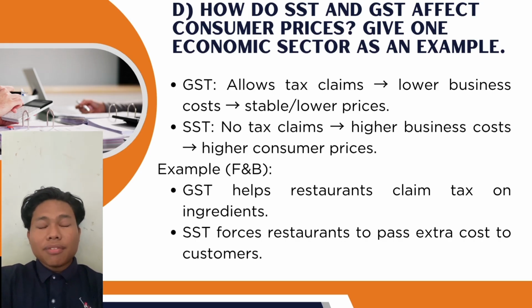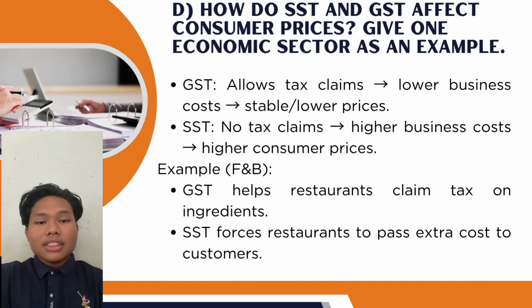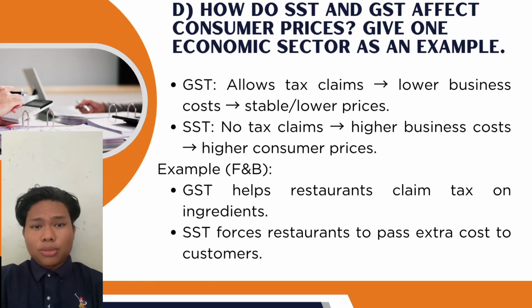For example, in the food and beverage sector, under SST, a restaurant needs to pay service tax on customer bills and must incur sales tax on ingredient purchases from suppliers. These two taxes lead to higher food menu pricing. On the other hand, under GST, the restaurant could claim back the GST paid on the ingredients from suppliers, thereby reducing operational costs and stabilizing prices. Therefore, GST is better positioned to manage inflation in sectors like F&B.